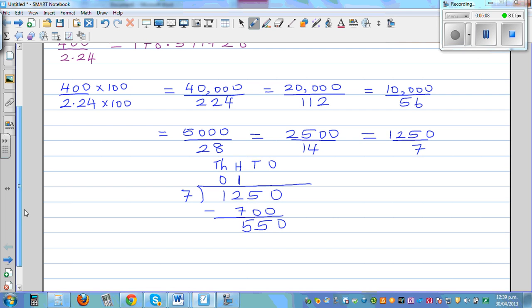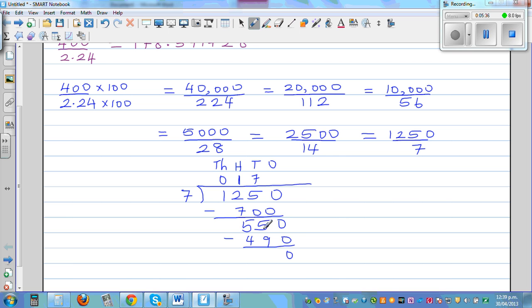Now 7 goes in 550, how many tens? Well, it goes in 7 tens. So this 7 is in the tens place. So 7 times 70: 7 times 100 is 700, but this is in the tens place, so this is 70. So 7 times 70 is 490. Now you'd again take away.